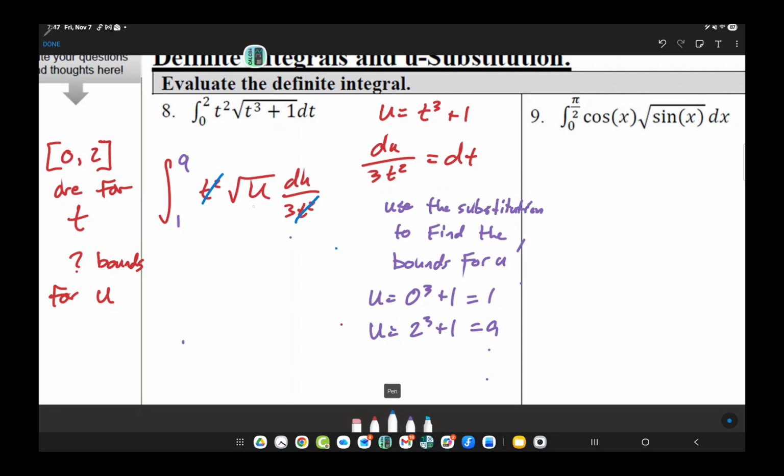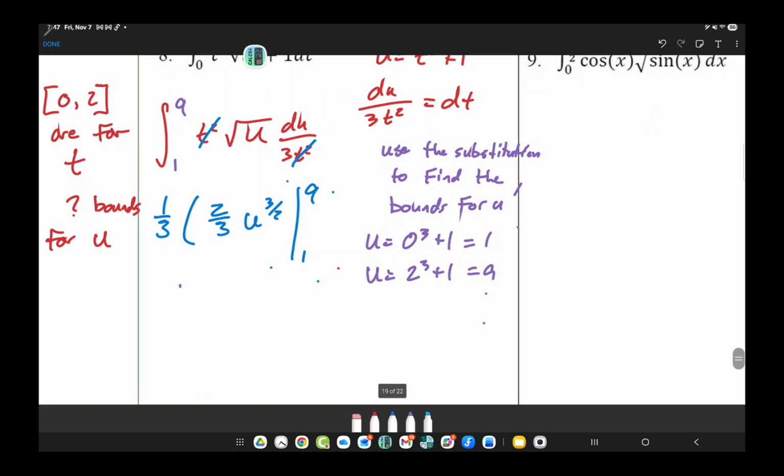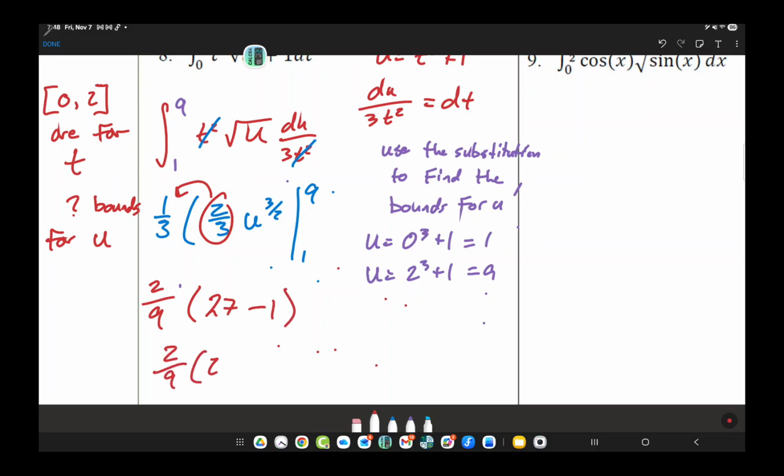So that gives you, since we know this is 1/3, what is the integral of square root of u? That is 2/3 u to the 3/2 from 1 to 9. Now this 2/3 we can multiply out. 2/9. If I plug in 9, square root of 9 is 3. 3 cubed is 27. Plug in 1, I just get 1. So we get 2/9 times 26, or 52/9.